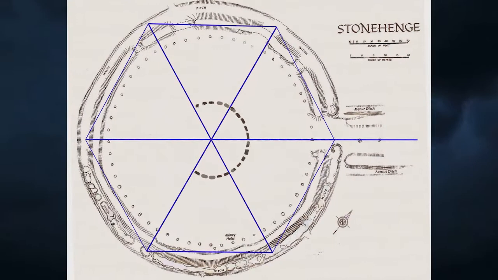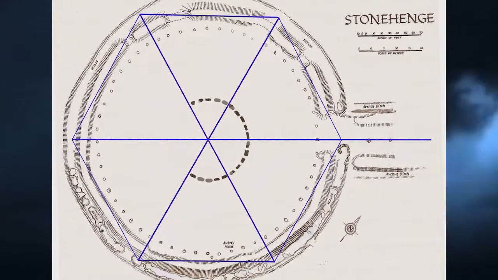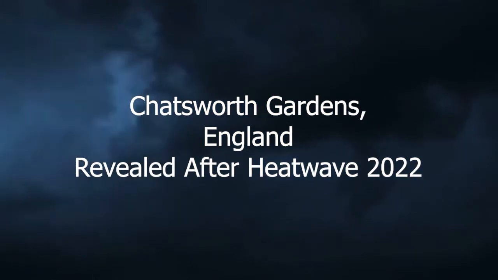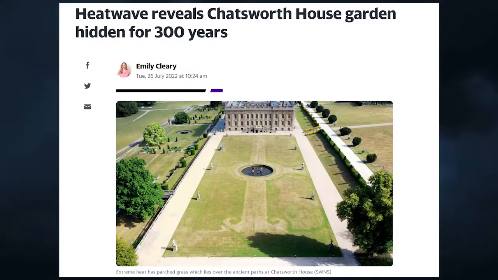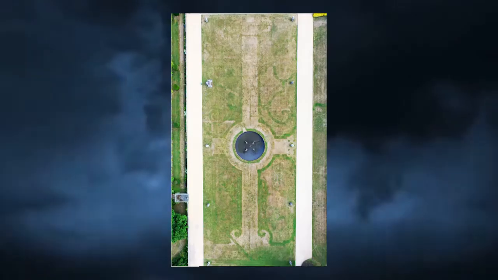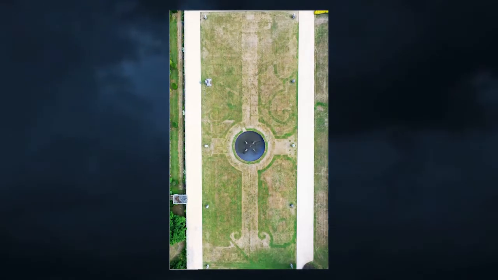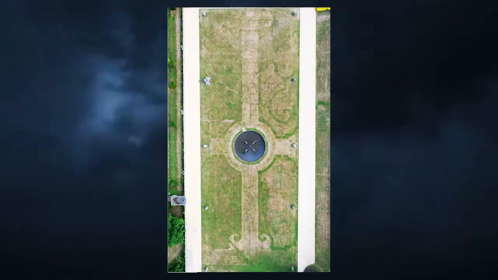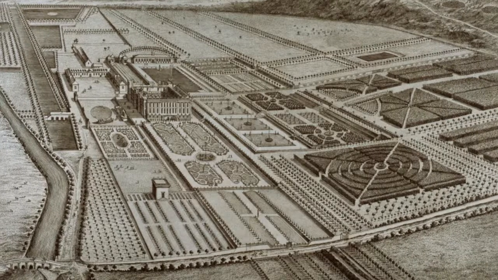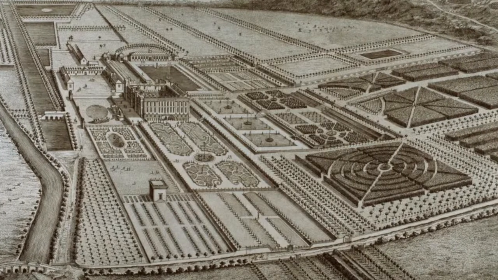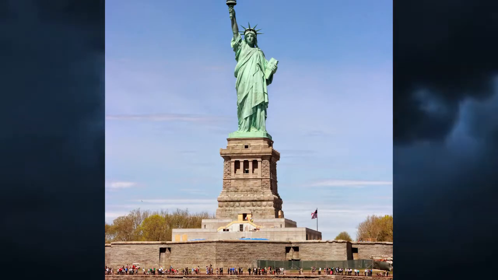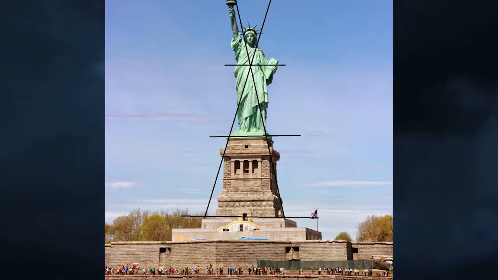Stonehenge, England. Chatsworth Gardens, England, revealed after the heatwave in 2022. Again, you see the pattern. And take note of the labyrinth, also in the photo, again often represented. The Statue of Liberty, giving us the same pattern as the Eiffel Tower.